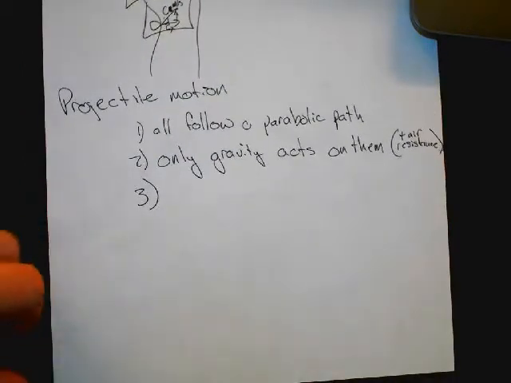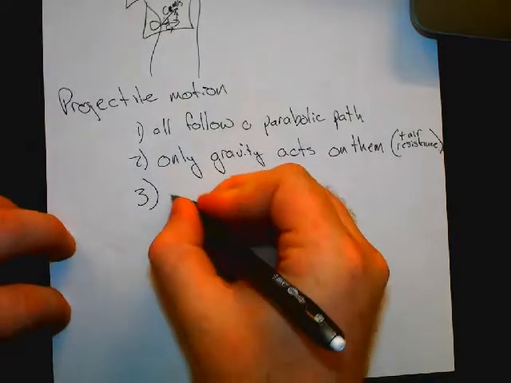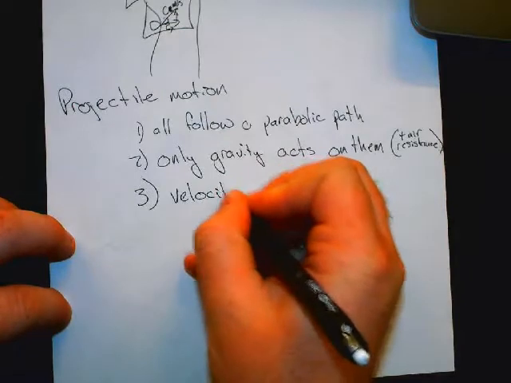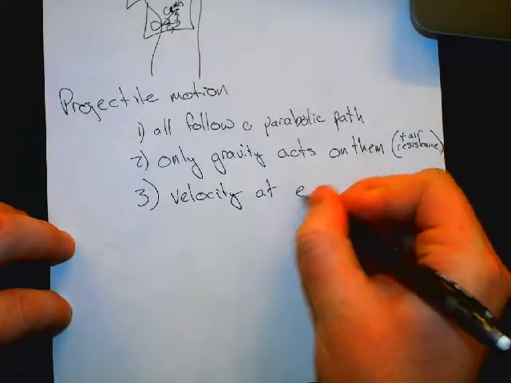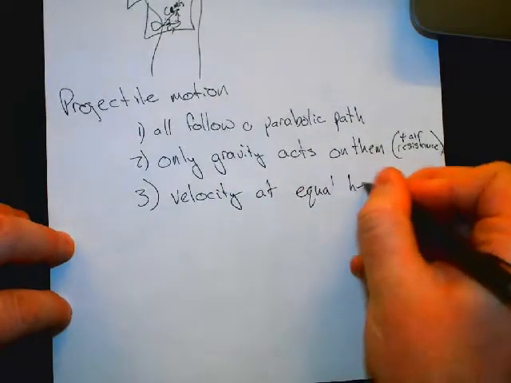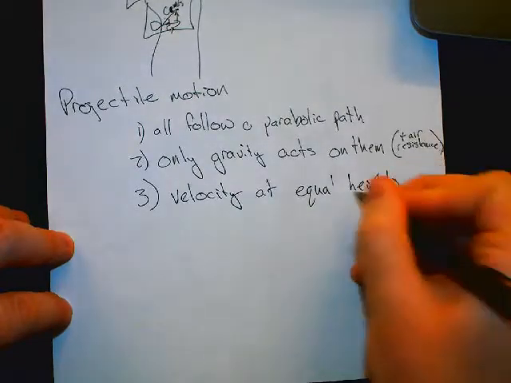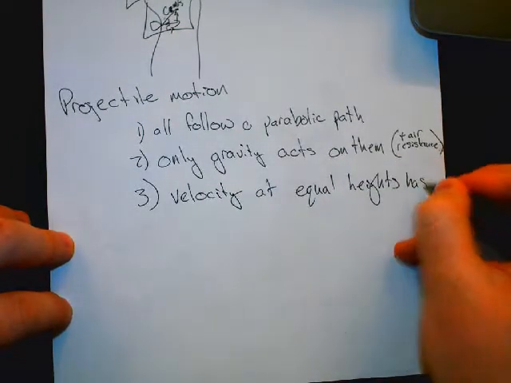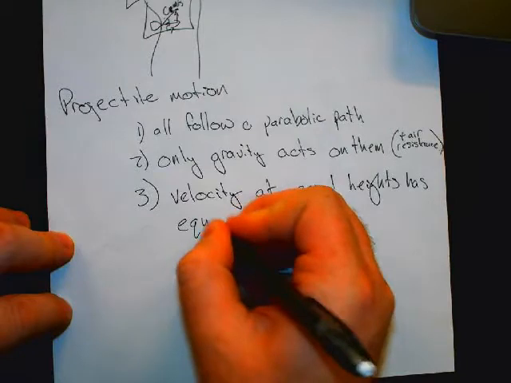And lastly, we've already identified some traits of projectile motion, like when you throw an object straight into the air, the velocity at the very top is 0 in the y dimension. But we've also started to put together that the velocity at equal heights has equal magnitude.